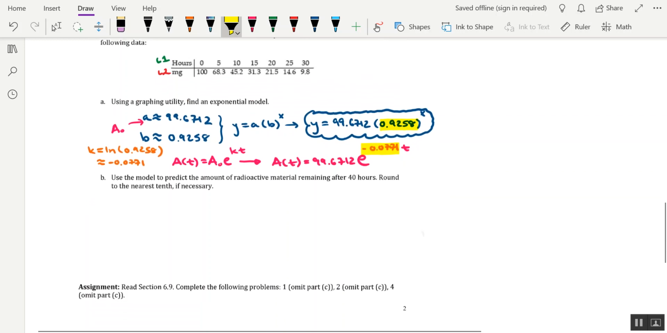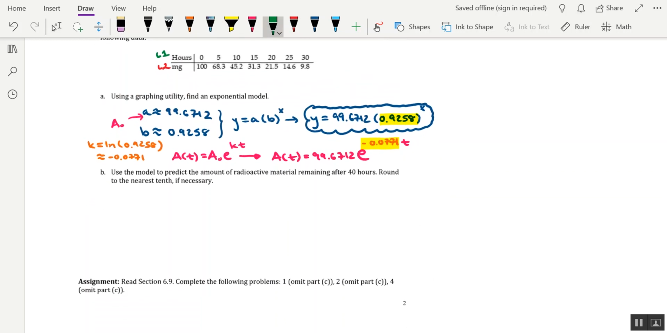So for part B, it's probably pretty straightforward for most of us here. It says use the model to predict the amount of radioactive material remaining after 40 hours. So this is a particular value of x, and it's not in the table, so we'll have to use our model to infer the value, which is the whole point. And so what I'll do is I'll take x equals 40, and I'll use the equation that we got from the graphing calculator.